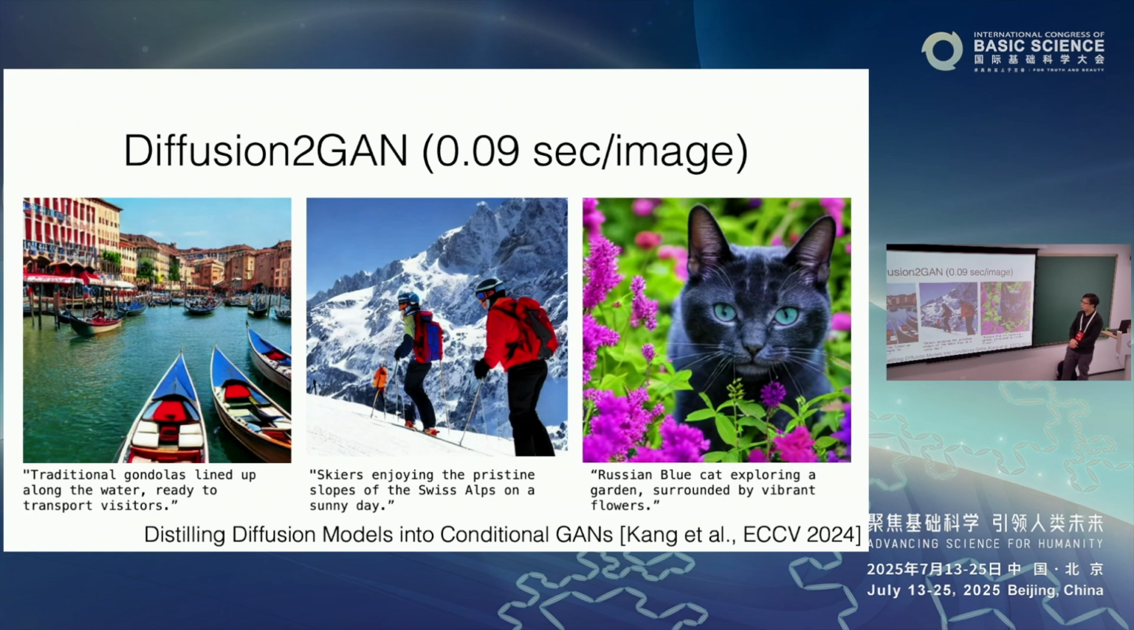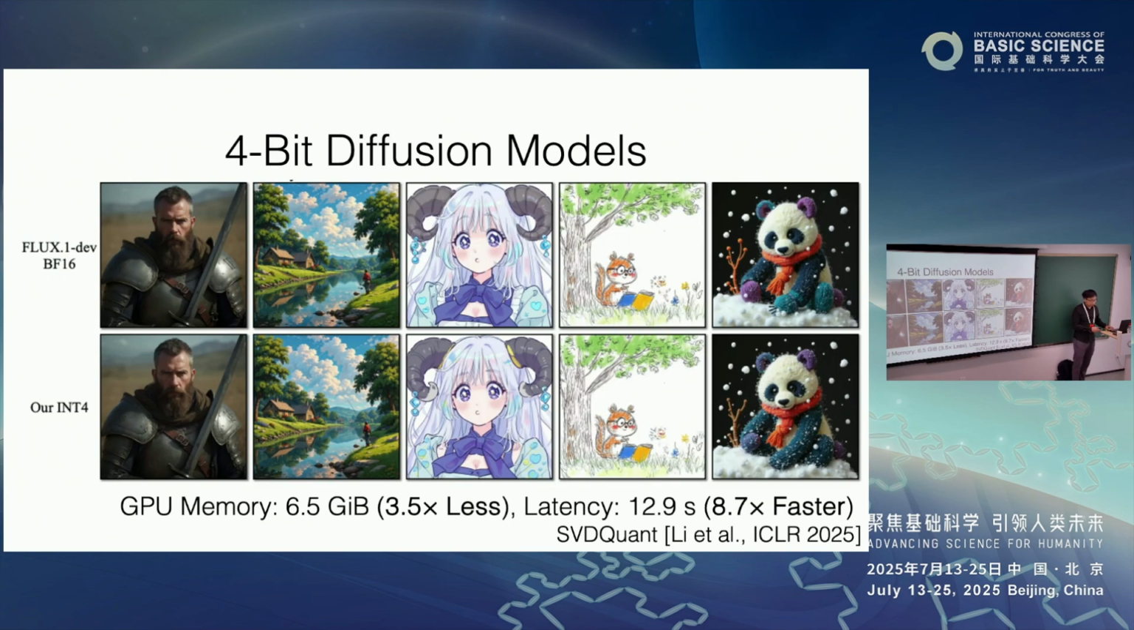So these are samples from our conditional GAN model. And it only takes 0.1 seconds per image on A100 GPUs instead of several seconds. And we're also working on quantization with Professor Song Han's group at MIT. We can quantize the model to int4 format, and this allows us to reduce the latency by 9 times. It's especially useful for consumer grade GPUs like the 4090 or 3090. Consumer GPUs do not have that much GPU memory, so this allows everyone to run the diffusion model on a laptop.